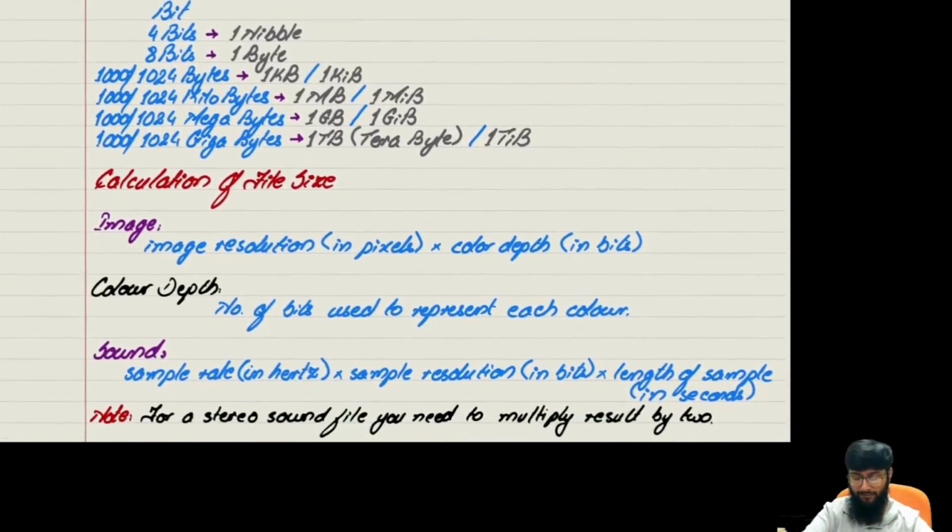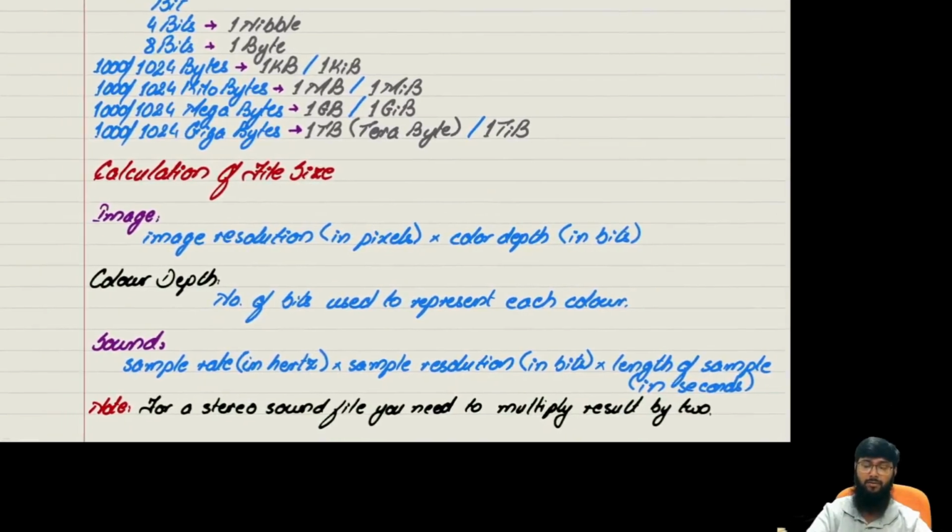Now, if we come to the file conversion techniques, we have two different formats, one for the image, one for the sound. For the image, we are going to multiply two things. That's the image resolution, which will be in pixels, multiplied by the color depth in bits, how many colors there are in bits. So we will be multiplying them together.